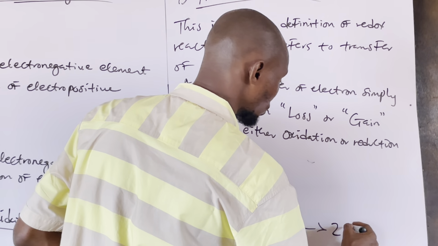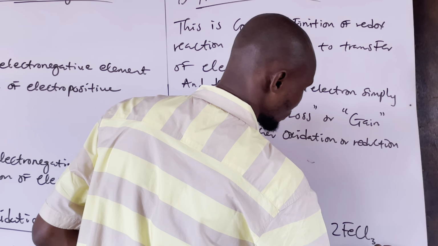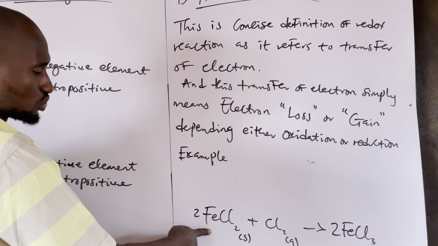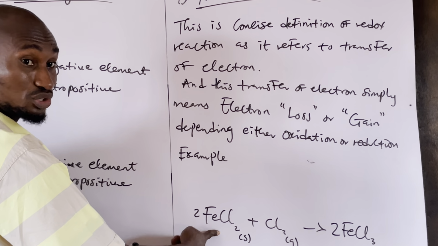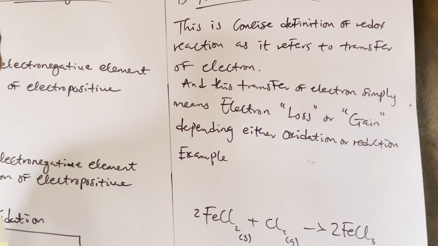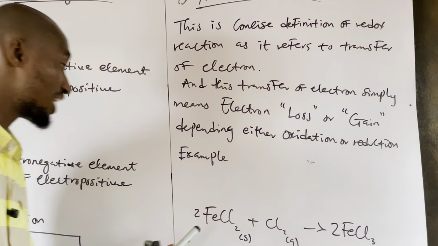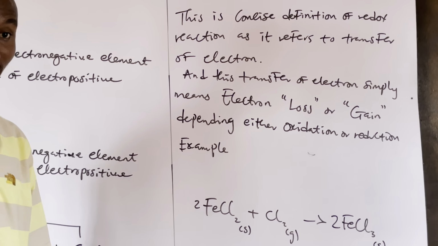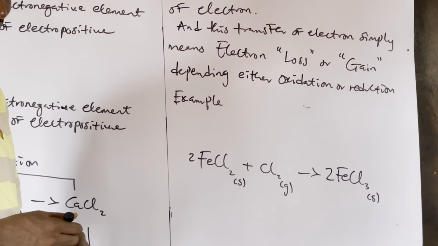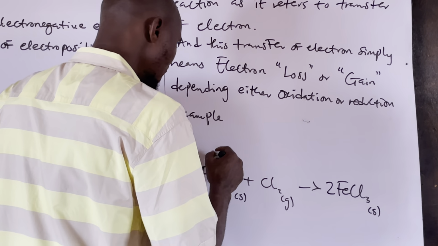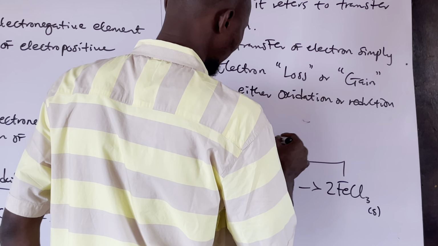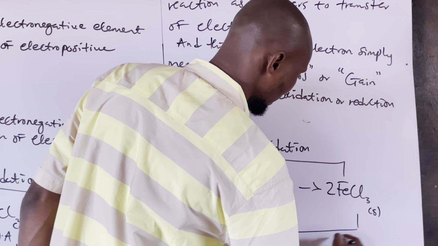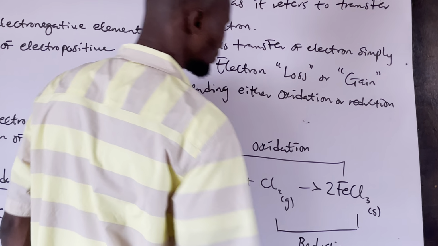So this is 2 iron. I want you to know that this is iron 2 chloride. This is what? Iron 2 chloride. And this is iron 3 chloride. This is iron 2 chloride and this is iron what? 3 chloride. Is there increase? Yes. Is there decrease? No. Now, that means from here to here is oxidation. Is that correct? And from here to here is reduction. Prove me wrong. I want you to understand this.